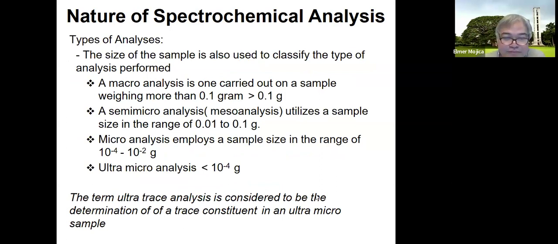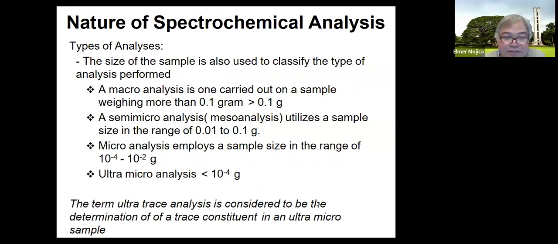The size of the sample. Okay? So yung una, constituent, major, minor, and trace. So the next one we could say is what? The size of the sample. So this is just back to 32, but the book has it. So you can classify it as either what?